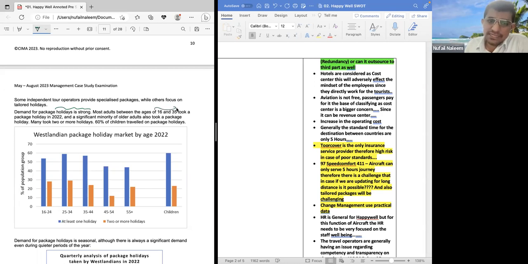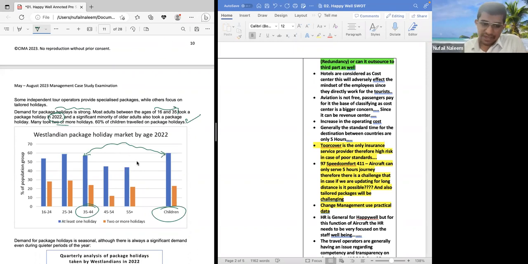Most adults between 16 and 35 took a package holiday in 2022. A significant minority also took a package holiday, okay? Many took 2 or more holidays as well. 60% of the children traveled on a package holiday. So students, observe it very clearly. Children are here. These two are complementary, because parents, children. Can I get a double Y in the chat box, students, if you understand this? Because I feel this is a very, very important segment. Pensioners are there.